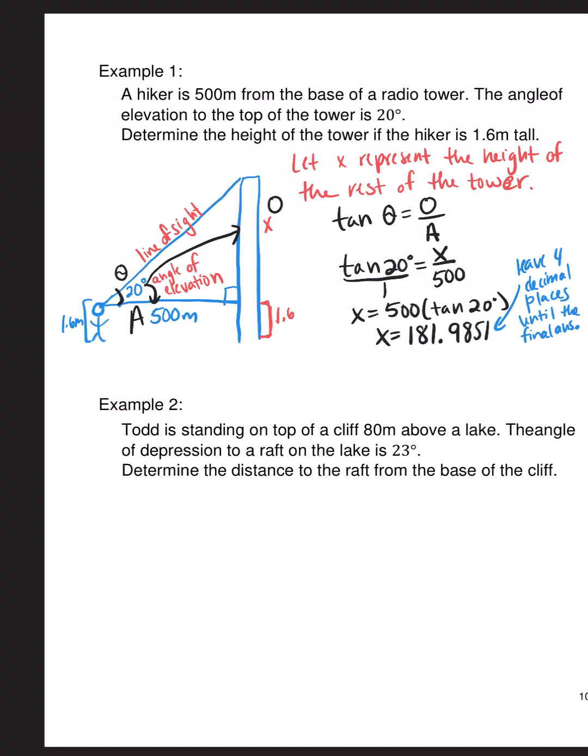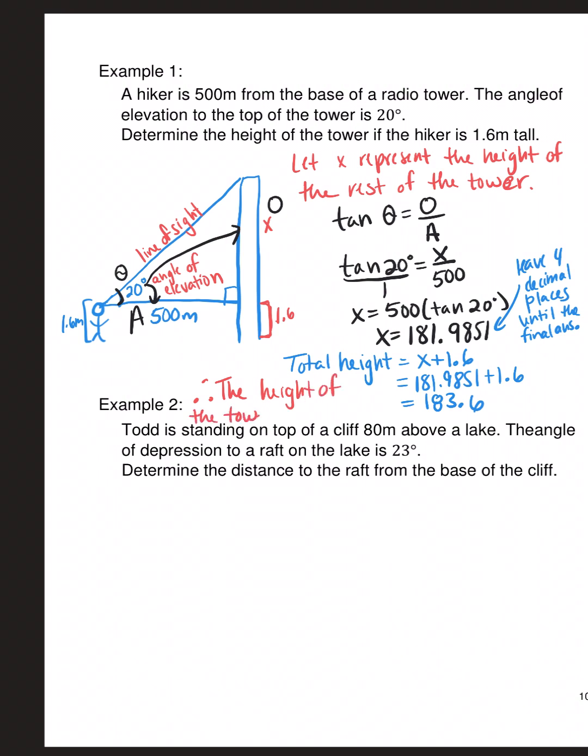So that's the value of X, but the question's asking us to determine the height of the tower. So our total height is going to equal X plus 1.6, right? That height of our hiker. So we'll have 181.9851 plus 1.6, which when we add those, we can then round, and it will round to 183.6. So we'll just say, therefore, the height of the tower is 183.6 meters. Right, so that's for angle of elevation.